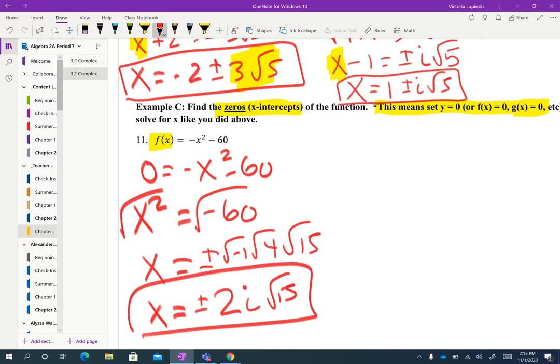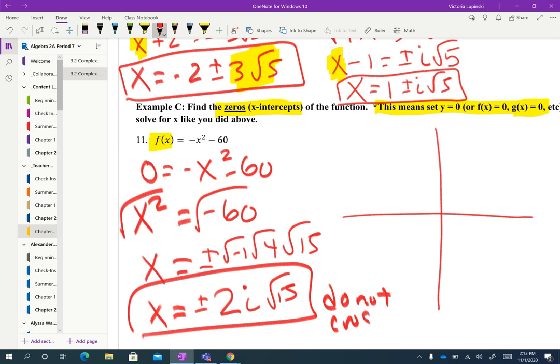So when it comes to saying what are the zeros or what are the x-intercepts, it's plus or minus 2i radical 15. Well, if you think about that for a second, how do you graph imaginary things? Well, you don't. So the fact that there are imaginary x-intercepts means that you do not cross the x-axis.